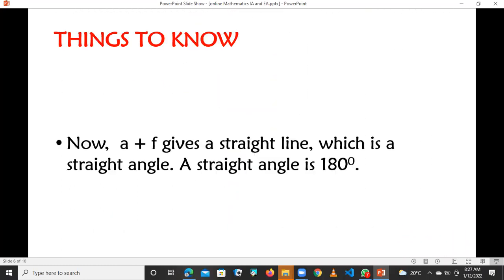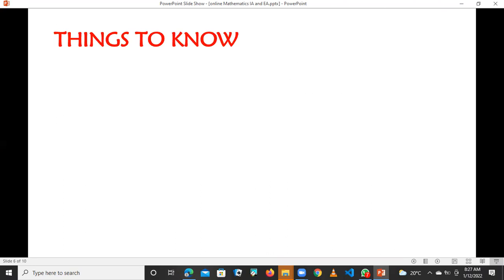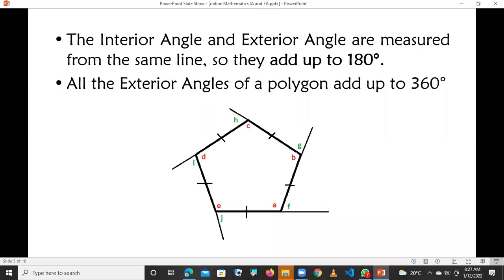Then things to know. What you should know is that when we go back to the diagram here, we have got A and F. If you add A and F, you are going to get 180 degrees. Which other pair can you add to get 180 degrees? Let's be fast.